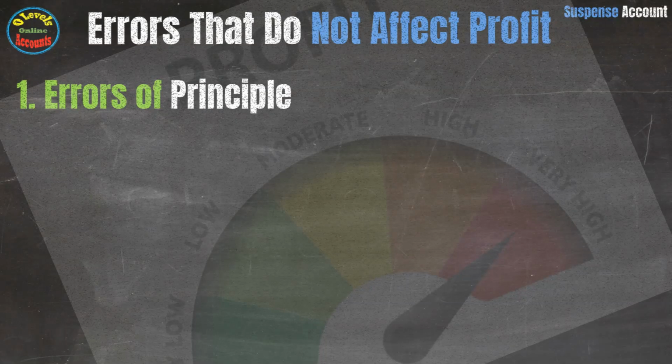These errors occur when a transaction is recorded in the wrong type of account. For example, an expense is recorded as an asset. Although the transaction is incorrectly classified, it doesn't impact profit directly, because it does not affect the revenue or expense accounts.